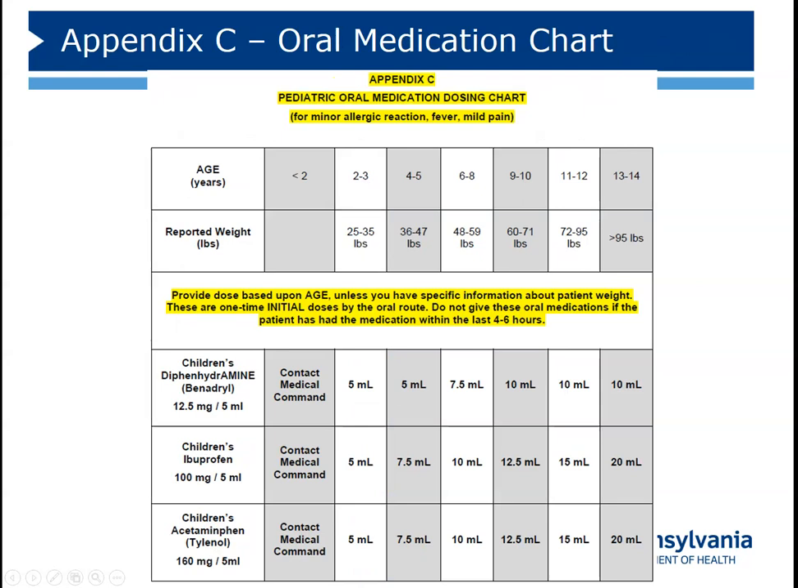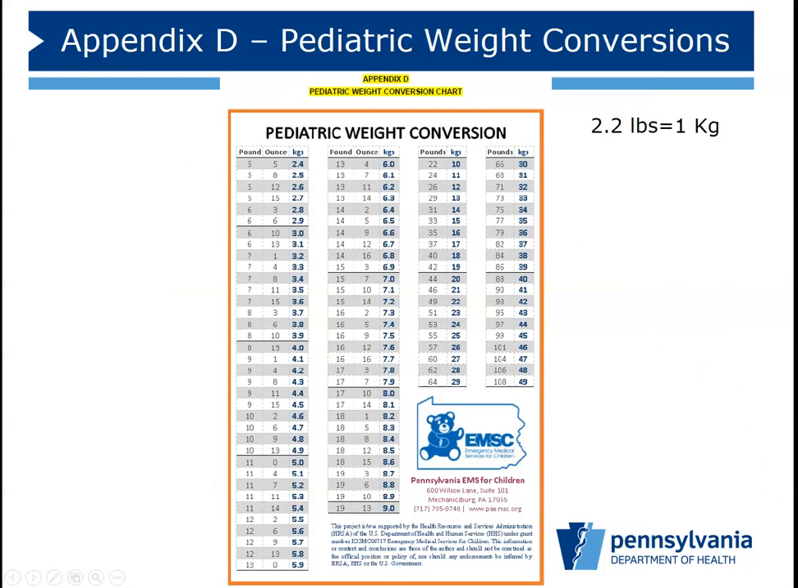When we get down to Appendix C for the oral medications, again, notice there is some transition here where we have our reported weight in pounds of 25 to 35, 36 to 47. Please realize that you're going to have to do that mental math. And again, the conversion is 1 kilogram equals 2.2 pounds. And here you can see the Benadryl, the ibuprofen, and the Tylenol. And again, these are the charts that you should have access to in your protocols.